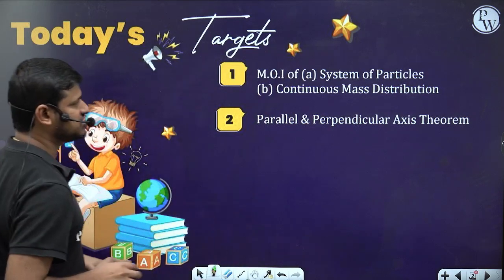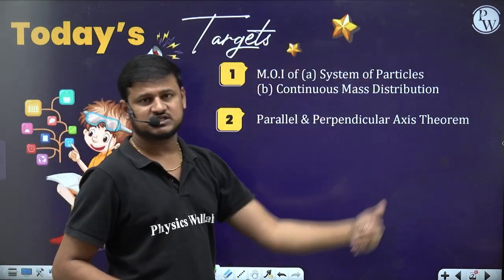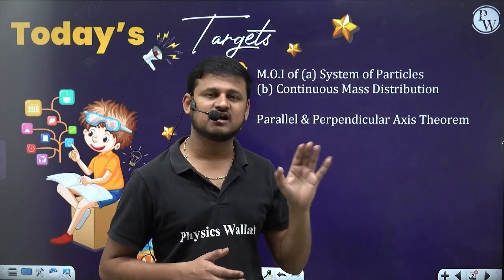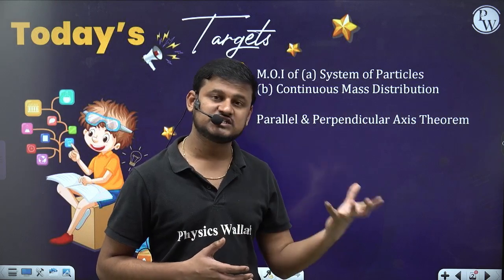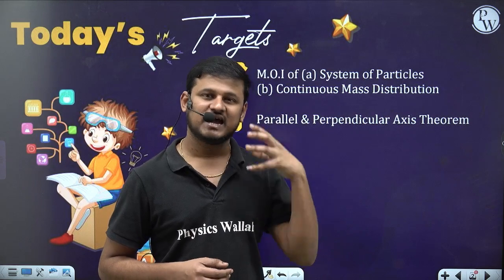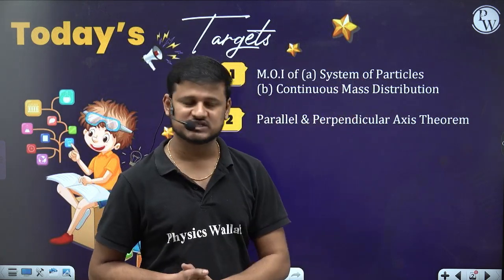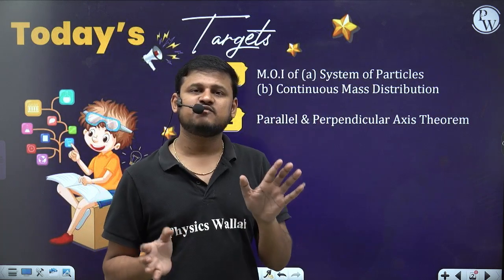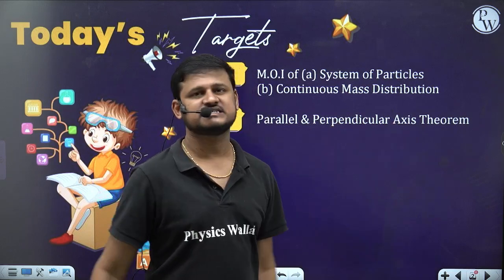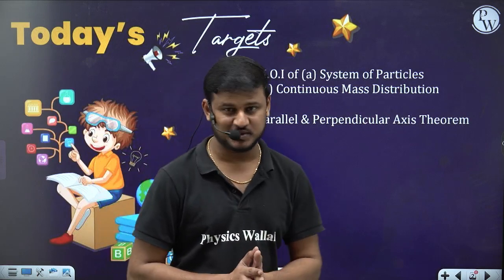In today's session, we'll again see the moment of inertia for continuous mass distributions like rectangular lamina and triangular lamina, cylinder, solid cylinder, hollow cylinder, and then solid sphere, hollow sphere, and then cone. All these moments of inertia we are going to discuss. The parallel axis theorem we also discussed in the last session, and we'll discuss the perpendicular axis theorem in today's session. And we'll solve n number of numericals.